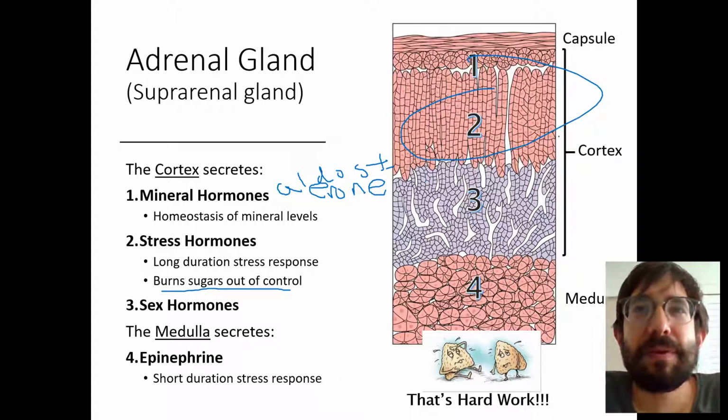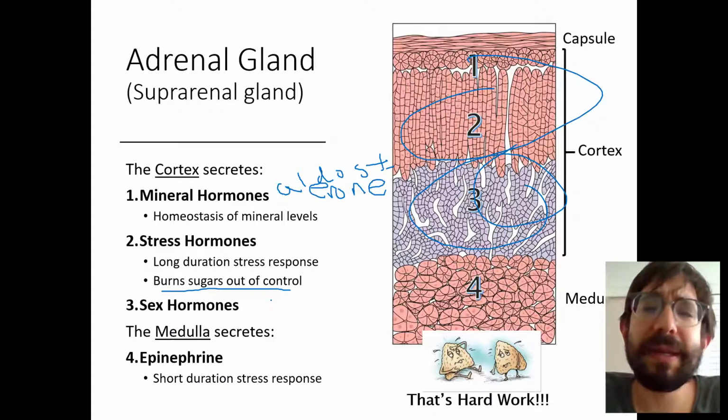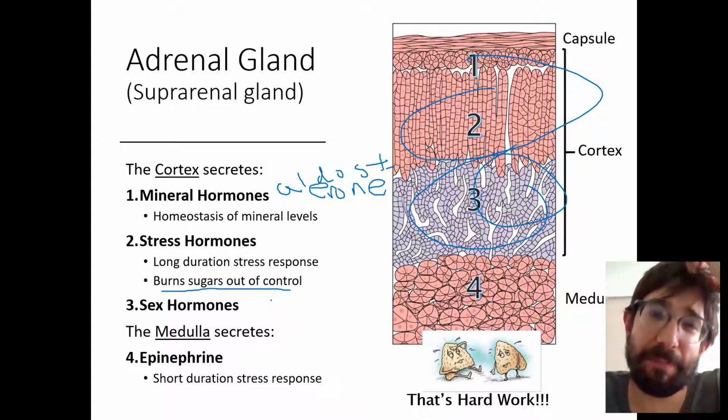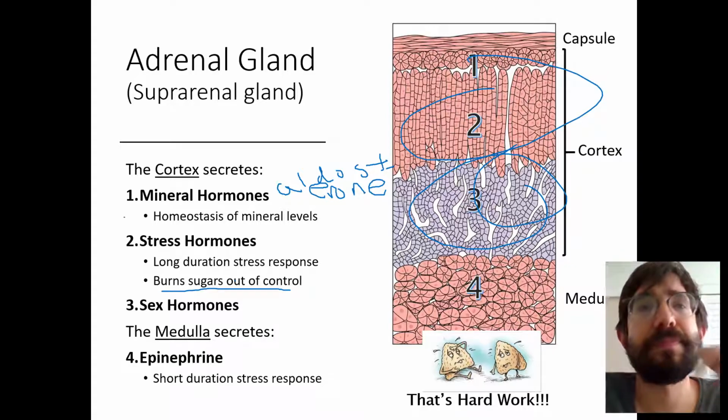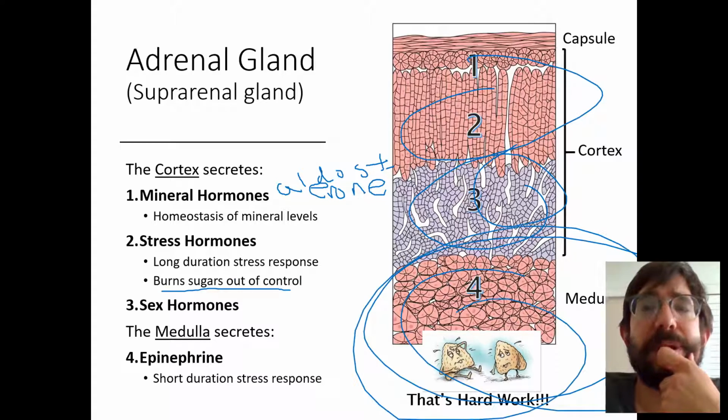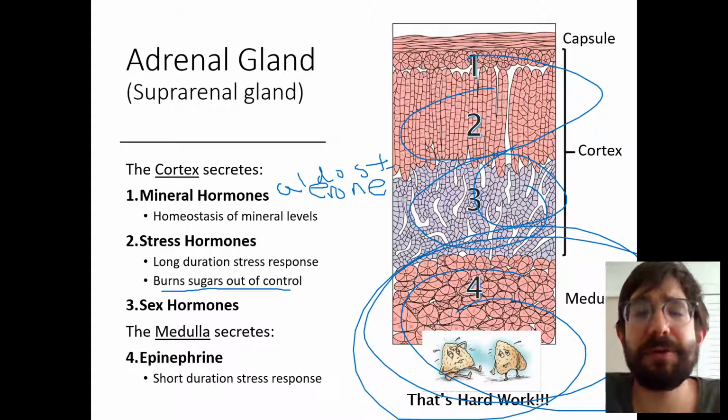This last section of the cortex is secreting sex hormones. We won't get into the details of why that is, but let's say in general, these aren't having a very large effect on your body compared to the sex hormones secreted from your testes or ovaries. And then last is the medulla. That inner part, we've already mentioned a few times, secretes epinephrine for the fight or flight reaction. So adrenal glands doing a lot, hard work.